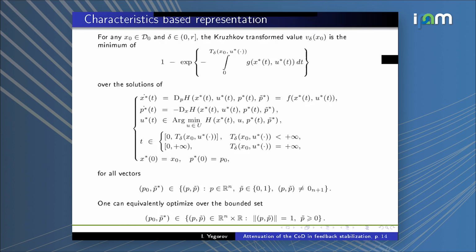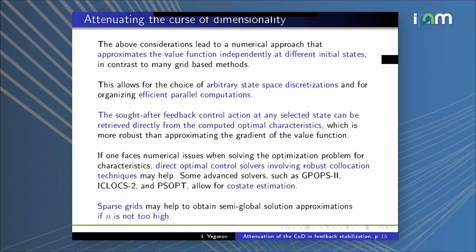So we can reduce our infinite dimensional optimal control problem to a nonlinear programming problem stated with respect to the system of ordinary differential equations. So here we will optimize with respect to the initial co-state P0. And this is already a finite dimensional optimization problem. So by using this approach, we approximate the value function independently at different initial states.